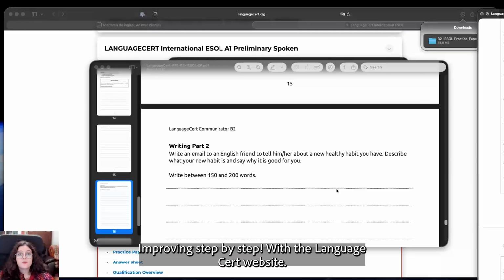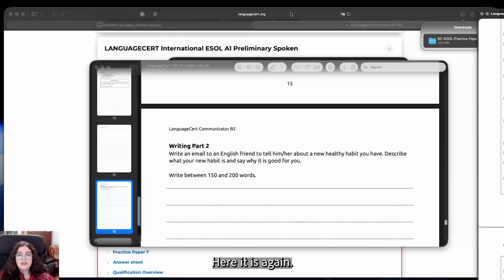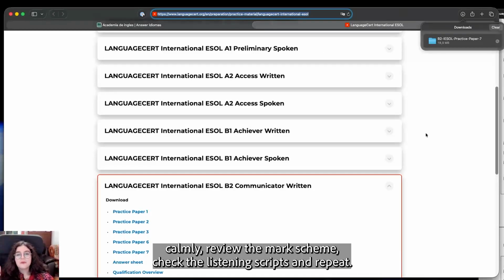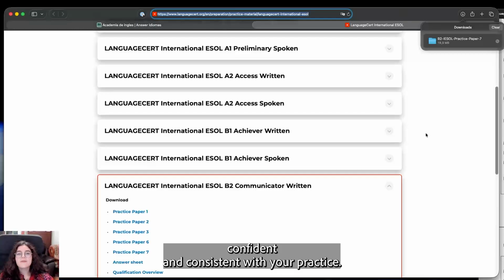With the LanguageCert website, you can, of course, download more practice papers. Here it is again. Work through it calmly, review the mark scheme, check the listening script, and repeat. We know you can smash this exam, so just be smart, confident, and consistent with your practice. We know you can do it, and we're here to support you.